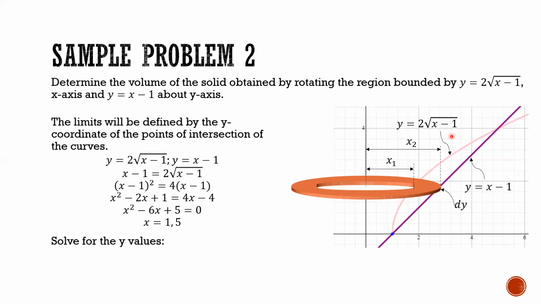all we have to do is substitute this x in either of these two equations to solve for their corresponding y coordinates. In my case, I just use the equation of the line because it is simpler. However, we can also choose to use the equation of the parabola if we want to.